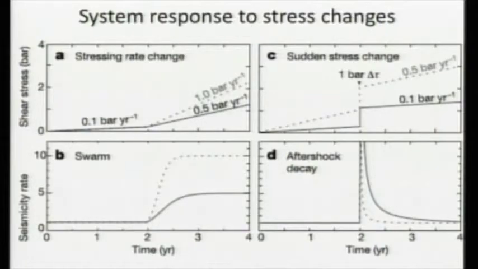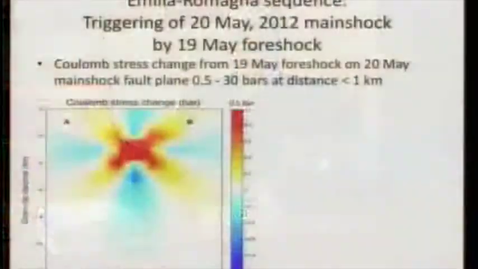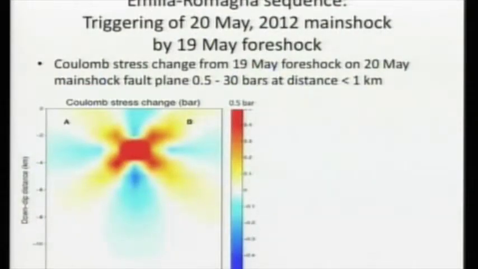Okay, so we've been looking at the Emilia-Romagna sequence, and this sequence illustrates these concepts extremely well. On the 19th of May, there was a magnitude 4 foreshock, very close to the hypocenter, so close that we can't really tell the difference in location, and that increased the Coulomb stress in the region of the eventual hypocenter.